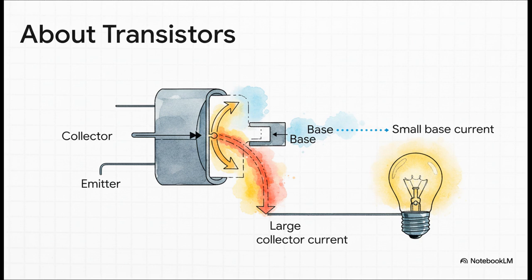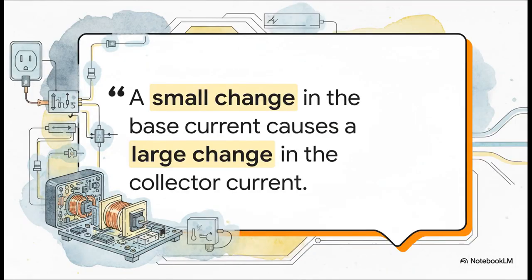And the secret to both of those things is that a tiny little trickle of current at one terminal, the base, can control a huge flow of current through the other two. And this is the whole secret sauce. This principle of amplification is everything. It means a tiny electrical pulse can act as a trigger, switching a much bigger current on or off in an instant. And that, right there, is the fundamental basis of all digital logic, zeros and ones.